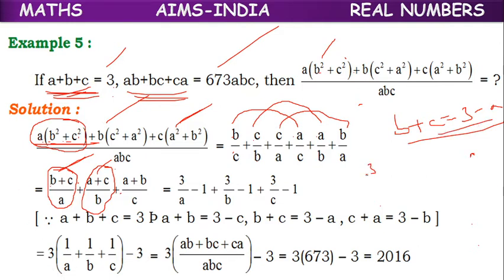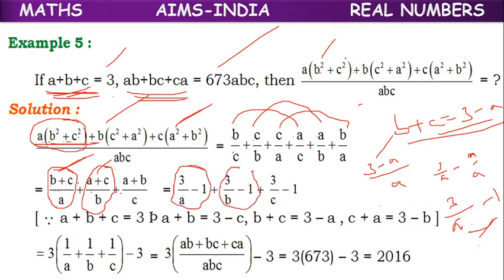So this can be written as (3 minus a) by a. B plus c by a can be written as (3 minus a) by a. If we separate, what we will get? 3 by a minus a by a, where a cancels with a, so this can be written as 3 by a minus 1. The second one can be written as 3 by b minus 1. The third one can be written as 3 by c minus 1.